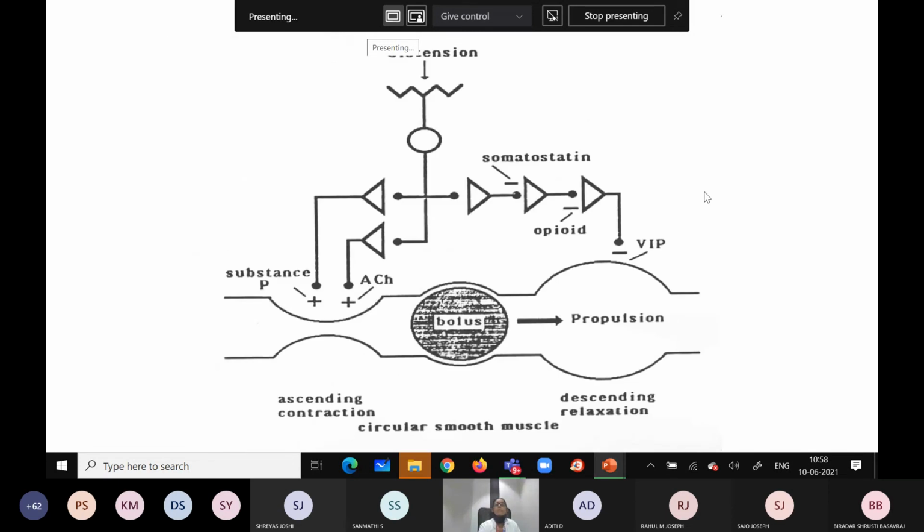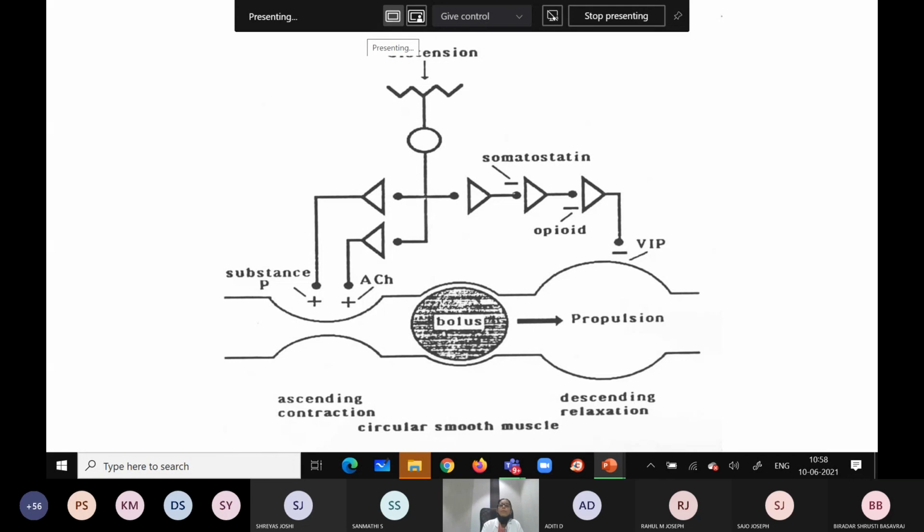Next is one more diagram to show you the peristaltic movement. So this is the way of contraction. Acetylcholine or substance P causes the wave of contraction. The bolus is propelled forward. Here is the wave of relaxation. The wave of relaxation is because of vasoactive inhibitory peptide. So this is the contraction wave and this is the relaxation wave. This occurs in the peristaltic movements.